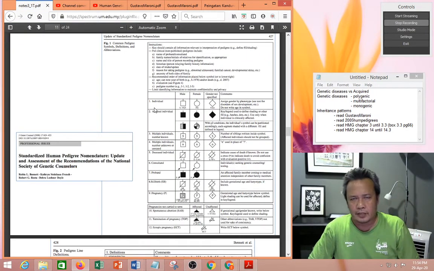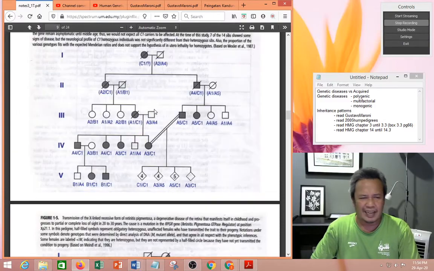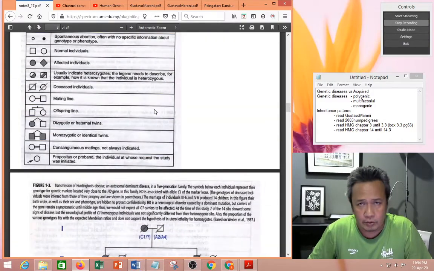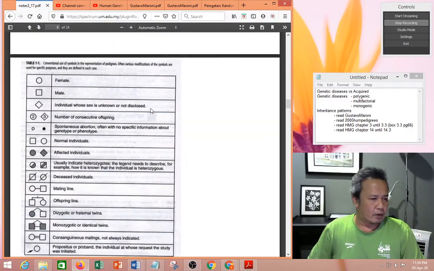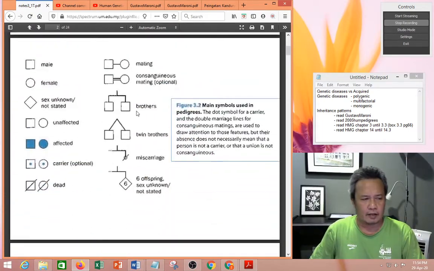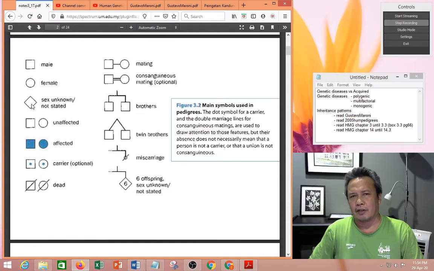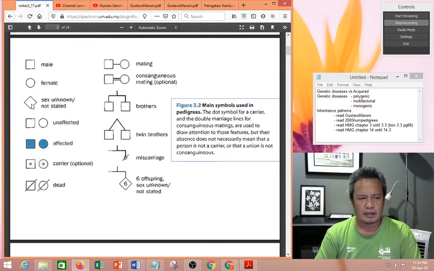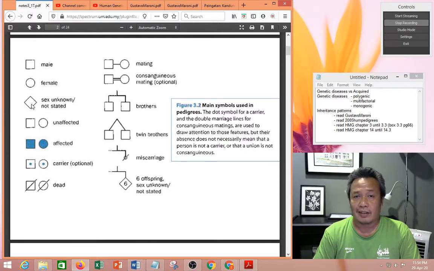But for this course, we're going to stick to the general ones first. So here we have males and females. When you have a diamond, it's not because it's a she-male or anything. No. It's just because the sex is unknown, gender unknown.